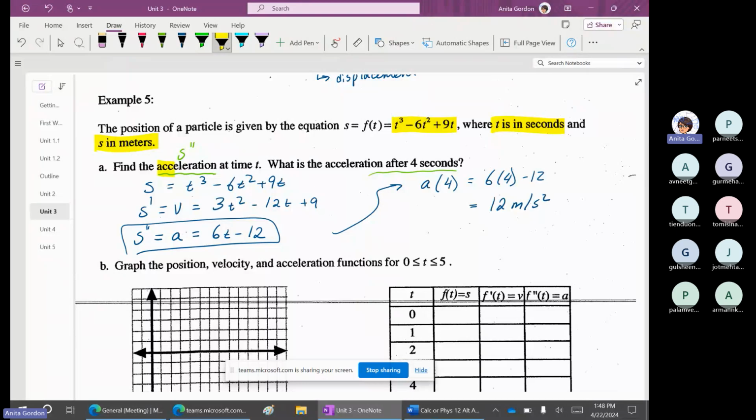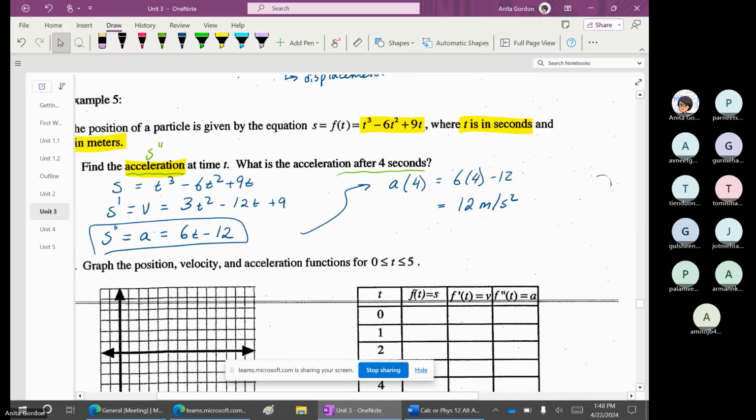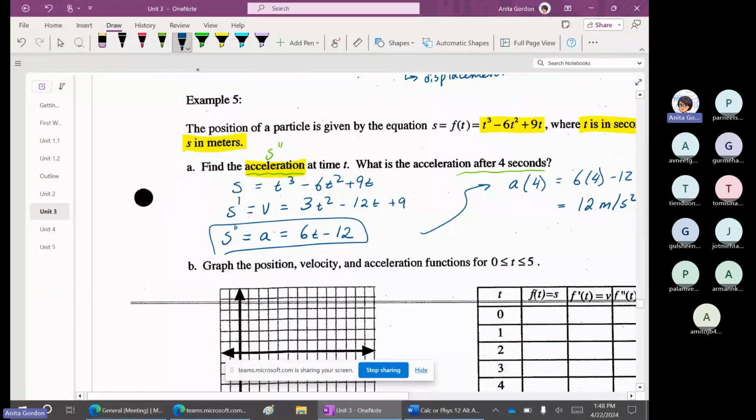Because it asked us for acceleration. Acceleration is the rate of change of velocity, which is the rate of change of displacement. So we have to take 2 rates of change, 2 derivatives. Velocity is once. Right, the other way you can think of it is S represents meters. S prime, or velocity, is changing meters per second. And acceleration is meters per second per second, or meters per second squared.